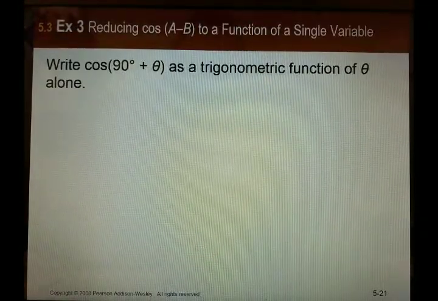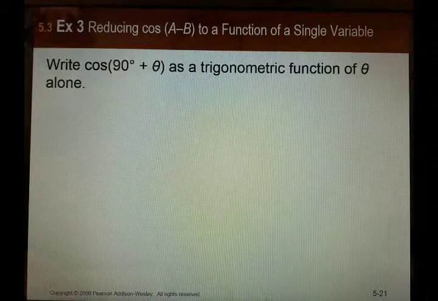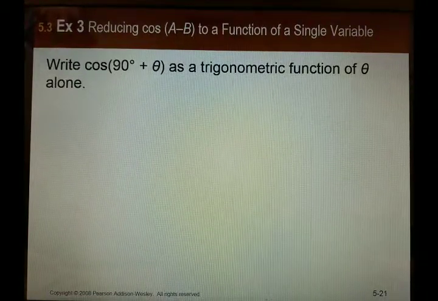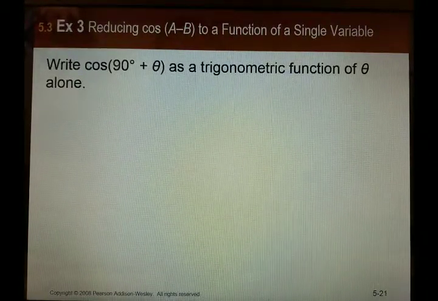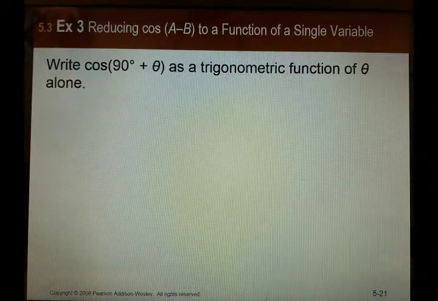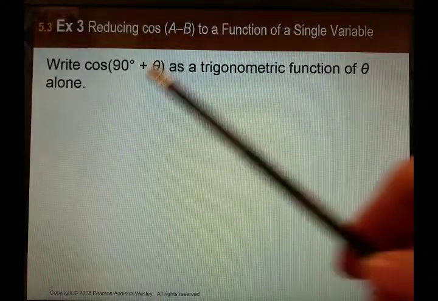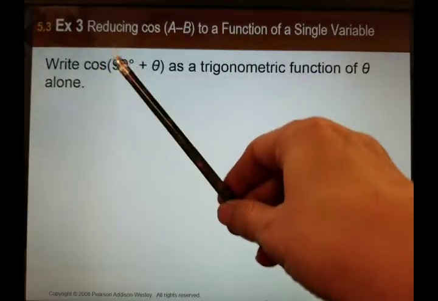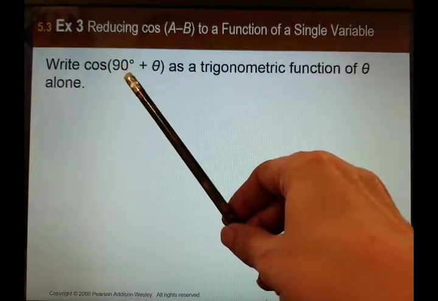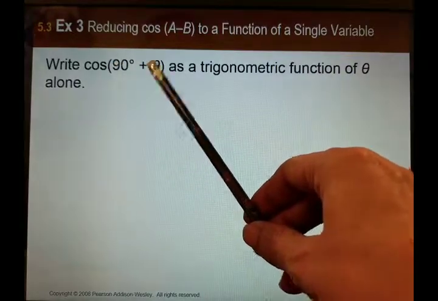It says reducing a cosine of a minus b to a function of a single variable. Well, we have to write the cosine of 90 degrees plus theta as a trig function of theta alone. In other words, I don't want cosine of some stuff here. I just want one little single thing in there. I don't want the 90 and the theta.